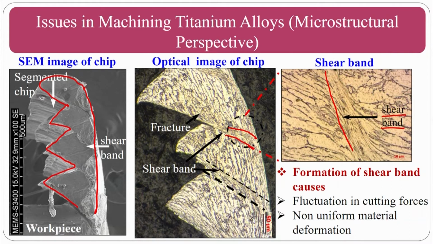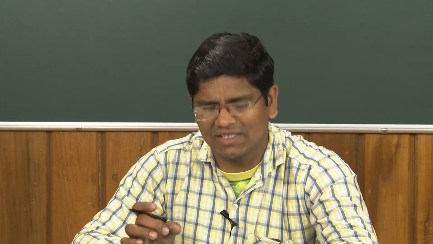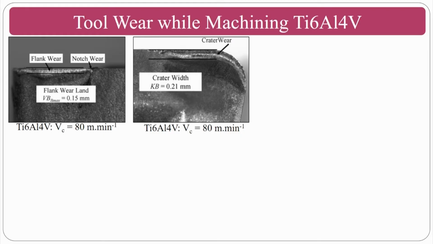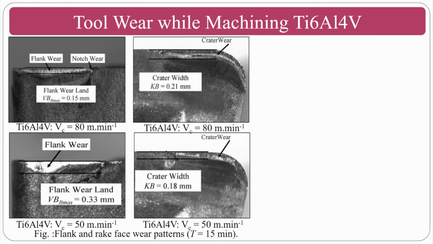So, how are the shear bands formed? Formation of shear bands causes two things: one is the fluctuation in cutting forces, and the other is non-uniform material distribution and all those things. In the segmented chips, assume that you have this much segment, in another case this much bigger segment. In this one there will be a disturbance in the segment width. In that circumstance the basic problem you will face is the fluctuation of the forces. You can see the tool wear whenever you do the machining operation here. You can see here the flank wear, and you can see here the crater wear on the rake surface. This is the rake surface, this is the flank surface.